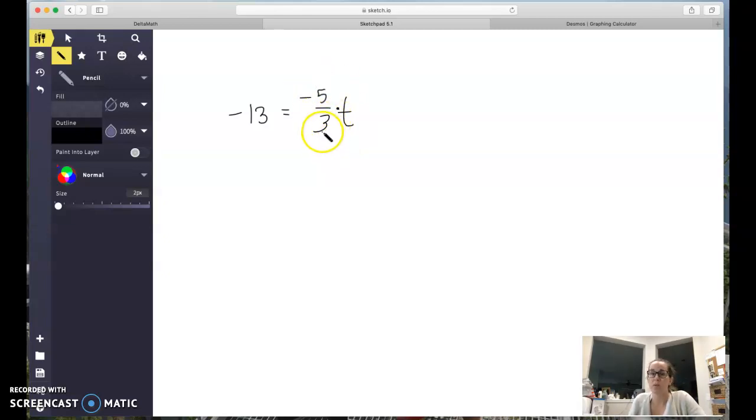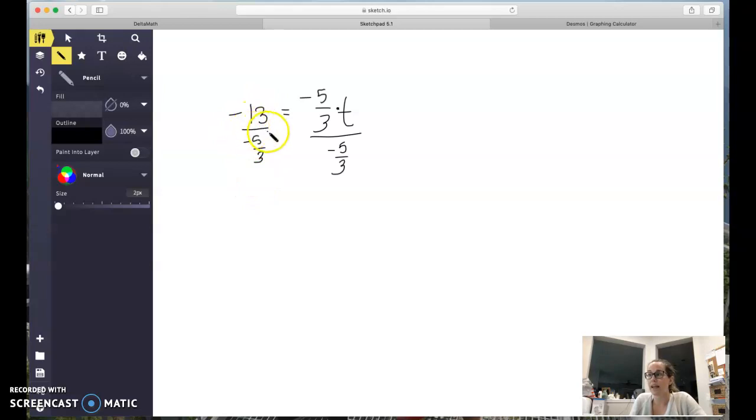First thing we want to do is think always about using those inverse operations, right? So how is that negative 5/3 attached to the t? It's attached by multiplication. What's the inverse or the opposite of multiplying? Dividing. If I do it to one side of my equal sign, I have to do the exact same thing to the other side of my equal sign.